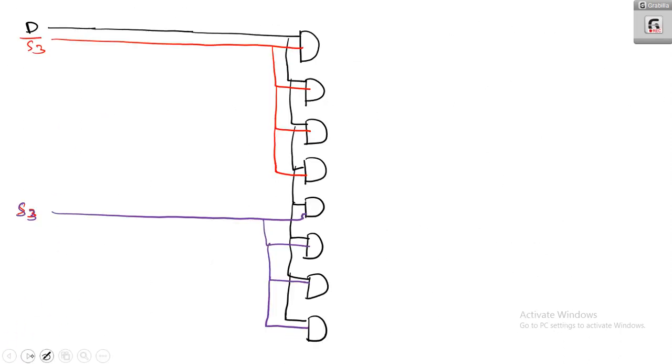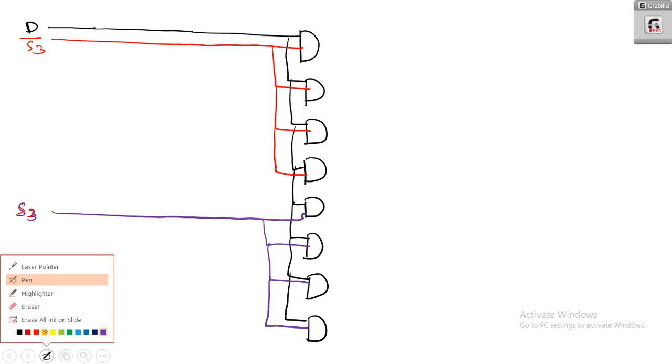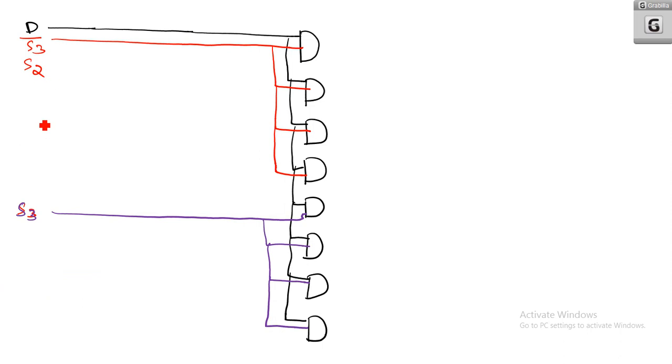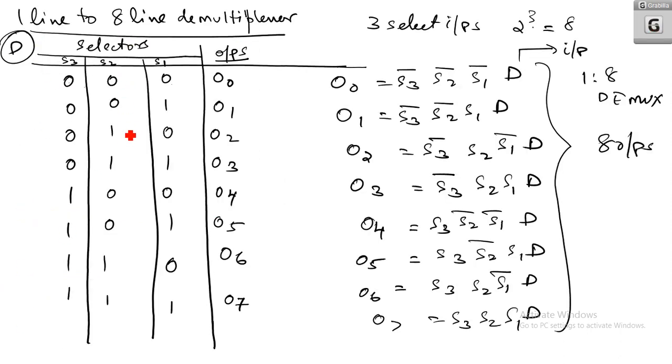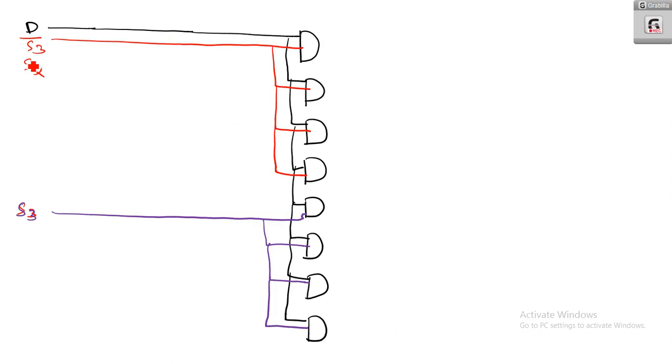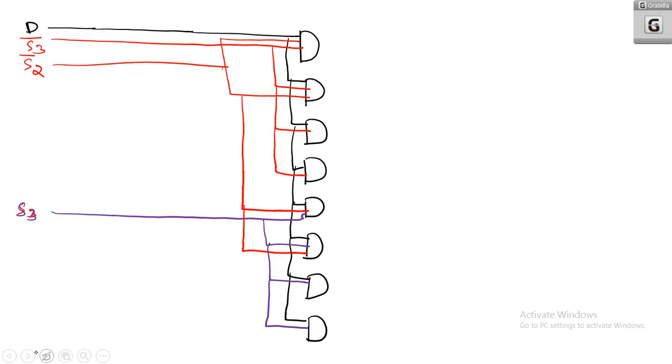Now come into S2 and S2 bar. So coming to S2 bar. S2 bar is there for the first one and the second one. Then third and fourth is not there, so you can take it directly here. There we have S2 bar, right? For all others, what we have is S2, right?